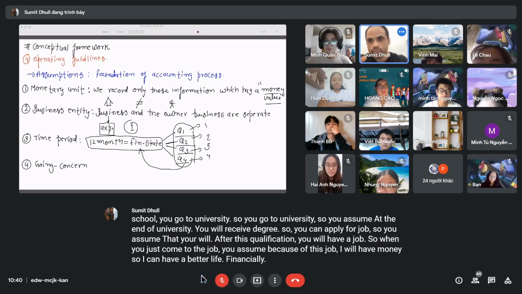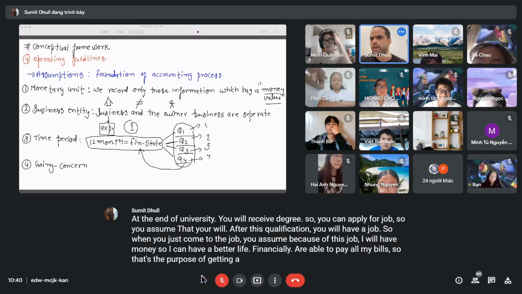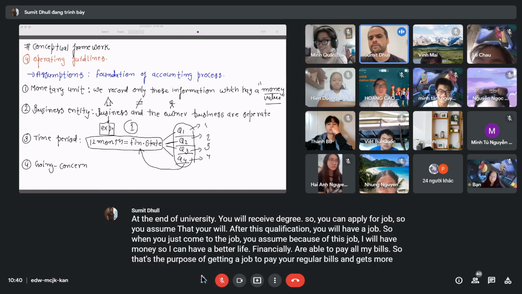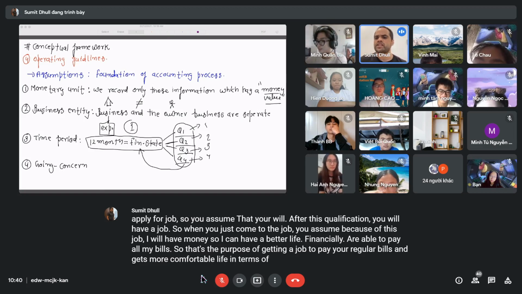Financially, I'm able to pay all my bills. So that's the purpose of getting a job, to pay your regular bills and get a more comfortable life in terms of financial affordability. So that's mainly the purpose.